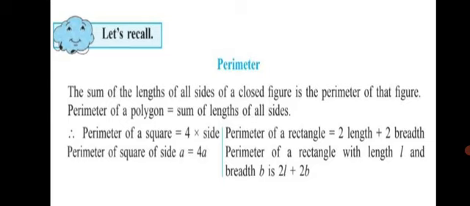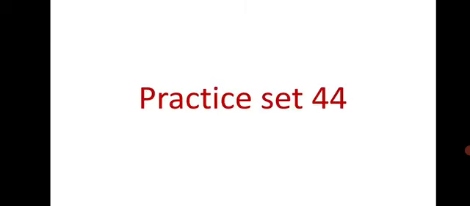So just for revision, let's try to remember the perimeter of a rectangle now. The perimeter of a rectangle is equal to 2 times length plus 2 times breadth. So the perimeter of a rectangle with length L and breadth B is 2L plus 2B, where L stands for length and B stands for breadth. Using these two formulas, the perimeter of a square is equal to 4 into side and the perimeter of a rectangle is equal to 2L plus 2B, we are going to solve practice set 44.